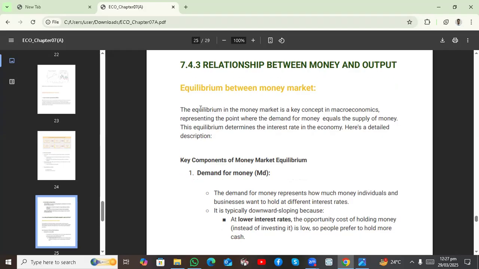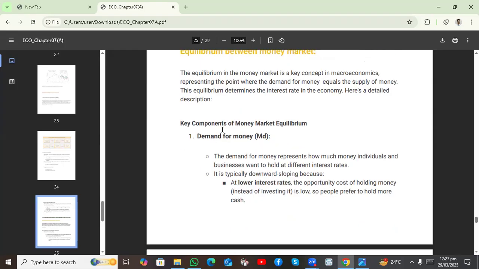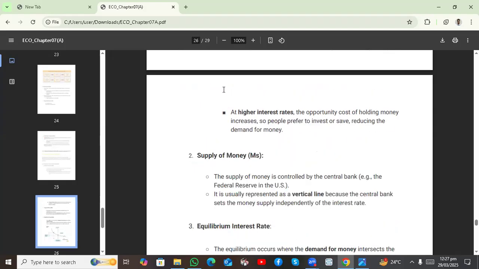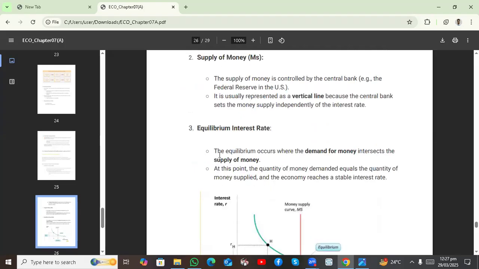The equilibrium in the money market is a key concept of macroeconomics, representing the point where the demand for money equals the supply of money. This equilibrium determines the interest rate in the economy. Here's a detailed description. The key components of money market equilibrium are demand for money, supply of money, and equilibrium interest rate.